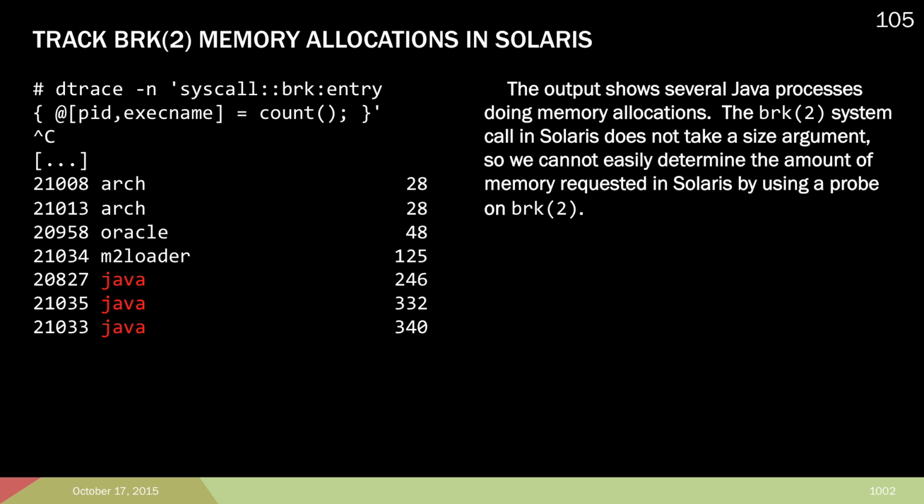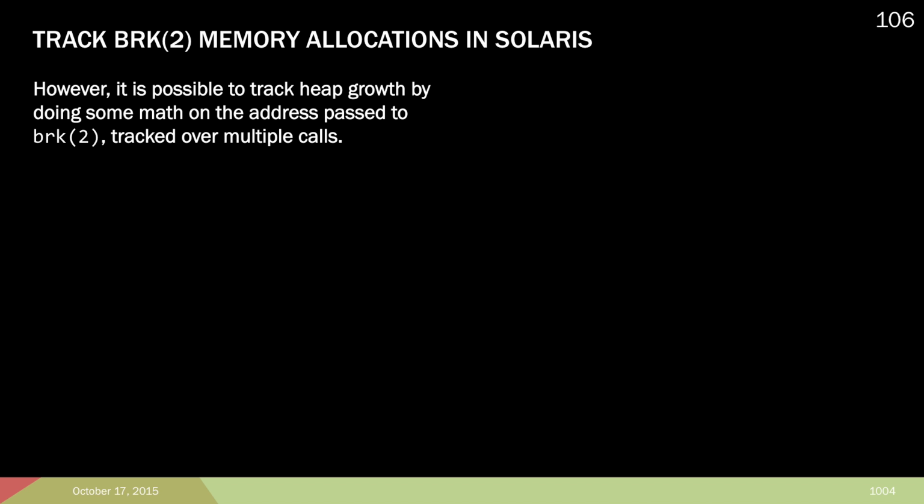The output shows several Java processes doing memory allocations. The brk system call in Solaris does not take a size argument, so we cannot easily determine the amount of memory requested in Solaris by using a probe on brk. However, it is possible to track heap growth by doing some math on addresses passed to brk, tracked over multiple calls.